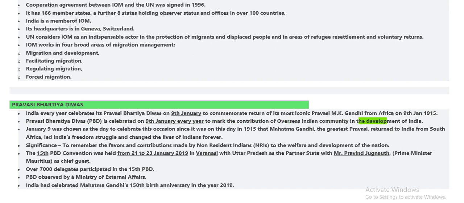Pravasi Bharatiya Divas. India every year celebrates its Pravasi Bharatiya Divas on 9th January to commemorate the return of its most iconic Pravasi, M.K. Gandhi, from Africa on 9th Jan 1915.